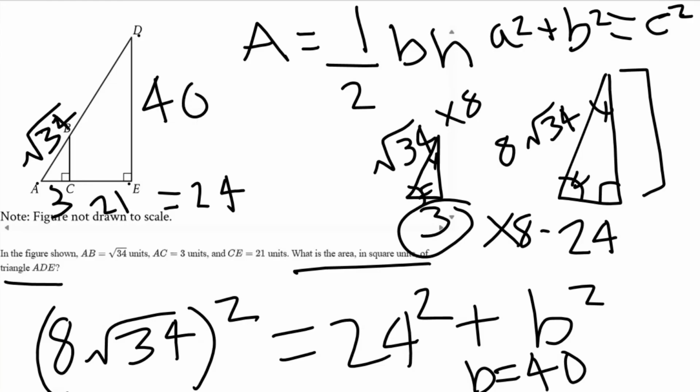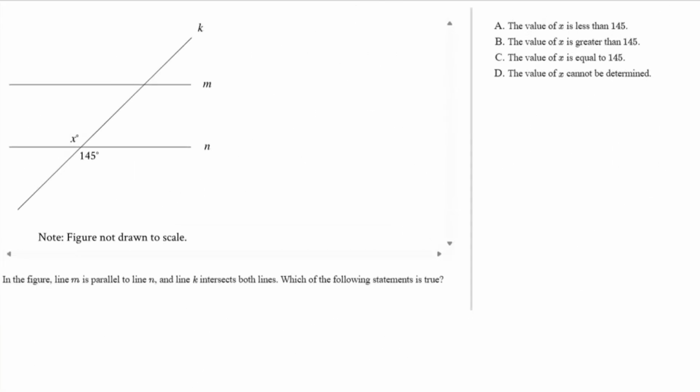40 times 24 divided by 2 is 480. So the area is going to be equal to 480. That's going to be your final answer. Okay, so let's move on to the next problem.